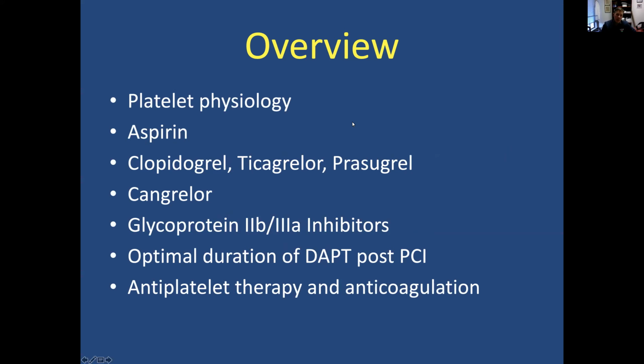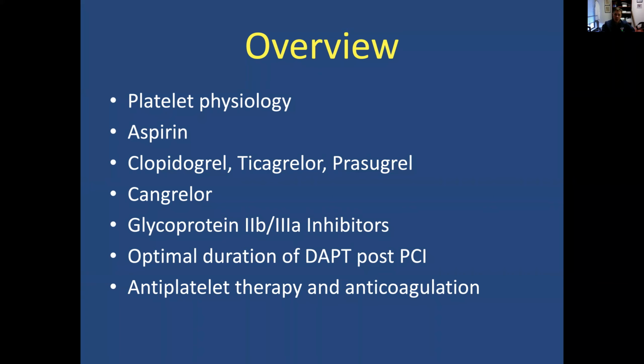So as part of our discussion today, first we're going to review some basics of platelet physiology, why they're important and why antiplatelet therapy is necessary. And then we're going to talk about the various antiplatelet agents, starting out with aspirin. Then we're going to move on to the P2Y12 inhibitors, clopidogrel, ticagrelor, and prasugrel. We're going to talk very briefly about cangrelor, which is a parenterally administered adenosine diphosphate analog. We're going to talk a little bit about GP2B3A inhibitors.